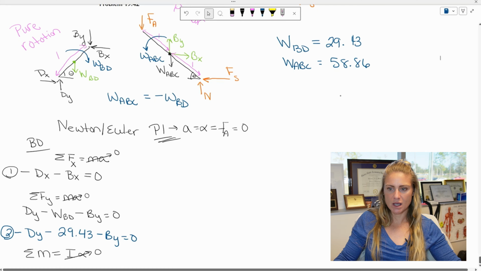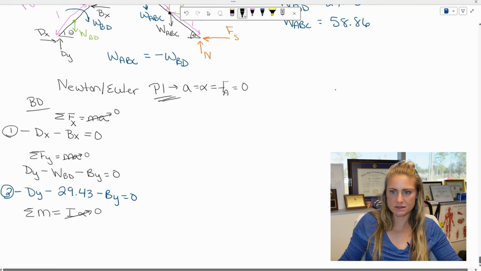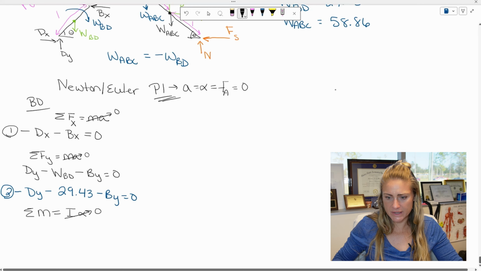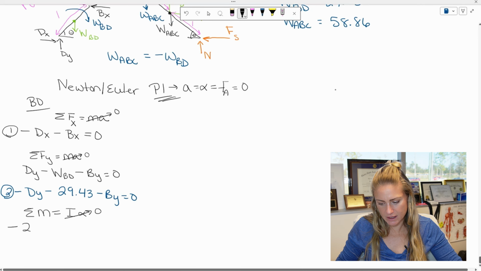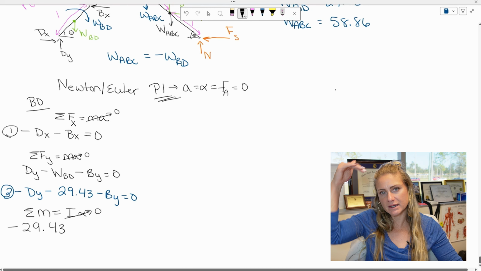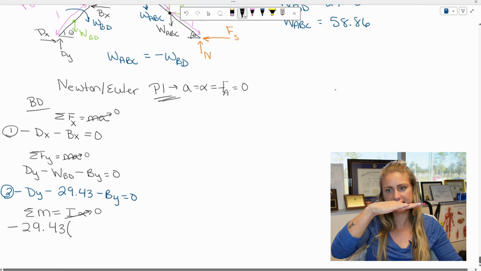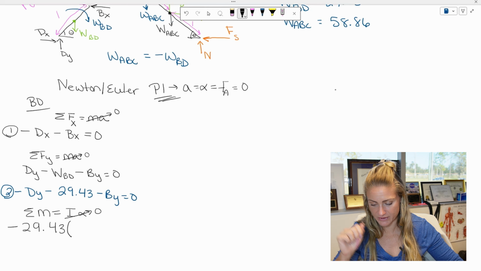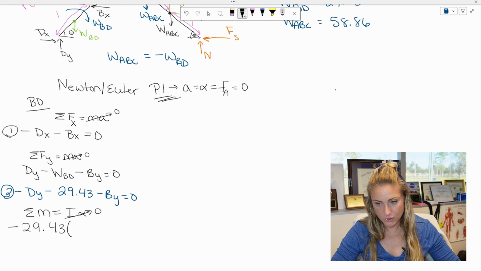Until you get enough. All right, so let's look at our moments. We know that if we go about D, we're going to have a weight, and our weight is going to create a clockwise moment, so that's going to be negative 29.43. Our weight is going down, so we need the perpendicular distance. Our weight acts at the center of mass, which is 0.5 length, because the bar is 1, so it's 0.5. So this is going to be 0.5 cosine 50 plus Bx is going to contribute.